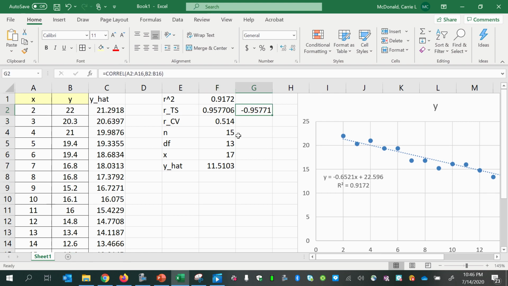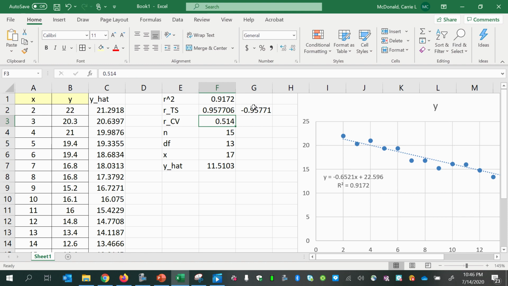So notice that when I used the CORREL function, it gave me a negative correlation coefficient. And when I took the square root of r squared, it was showing positive. Well, that's because values that are squared are always positive, because a negative times a negative is always a positive. So when I took the square root, it just gave me the positive square root. So using the method of taking the square root of r squared, you have to pay attention to whether the line goes down from left to right or up from left to right.